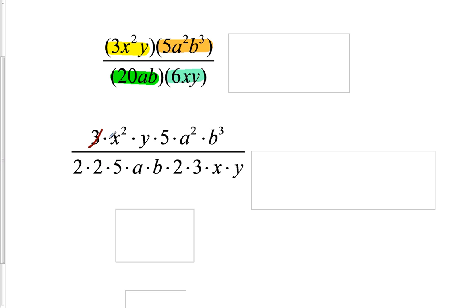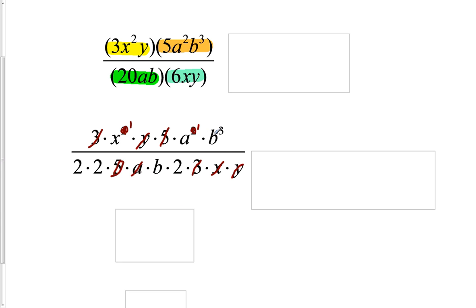We have a 3 on top, a 3 on bottom. We have an x down here, and an x to the second up here, so I'm going to go ahead and make this an x to the first. We have one more x on top than we do on bottom, so we have an x to the first on top, nothing for x's on bottom. We have a y and a y, so those will just simply cancel. A 5 and a 5, which will cancel each other out. We have an a squared up here and an a to the first down here, so 2 minus 1, we're going to have one more a up on top, so a to the first.